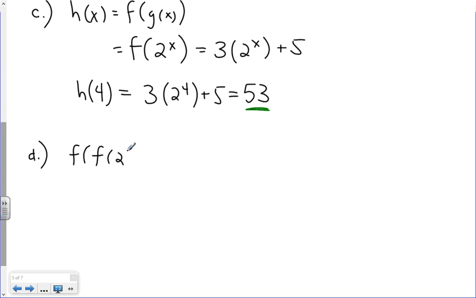f of f of 2, just so we can see how we deal with this. If it's not two different functions, how does that change things? It doesn't. You still do this the same way. It's just what function you're plugging these values into.